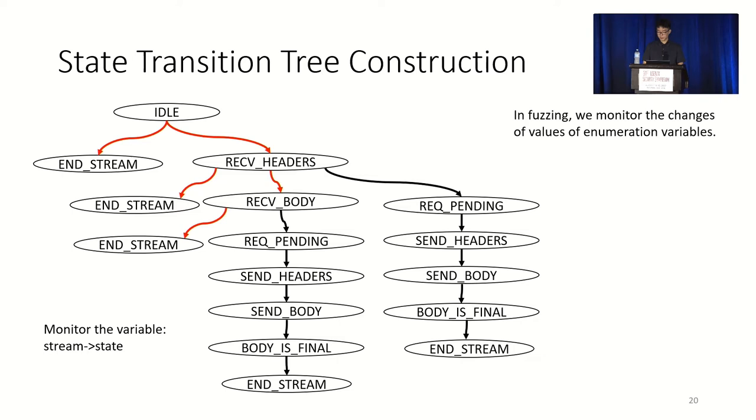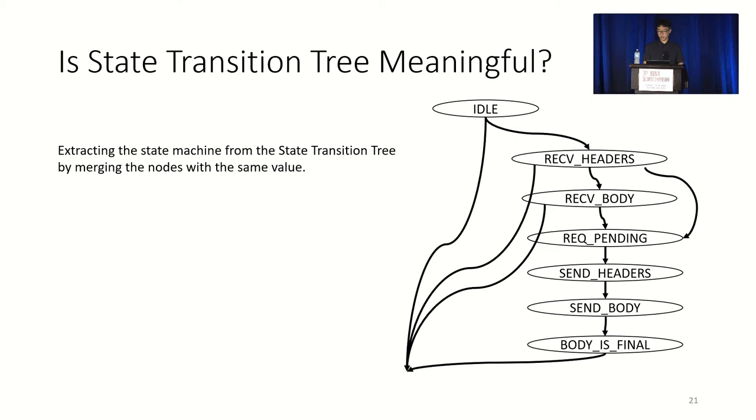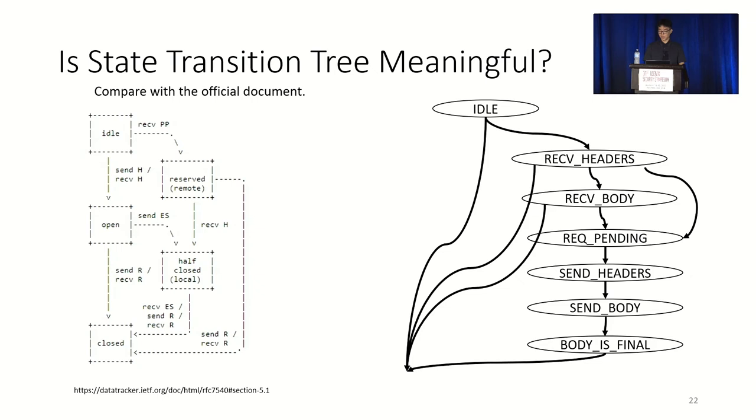Okay, after we get the state transition tree, is it meaningful? To better understand it, we revise it to a graph by merging the same nodes with the same value. Let's compare it with the official state machine document, the RFC document.